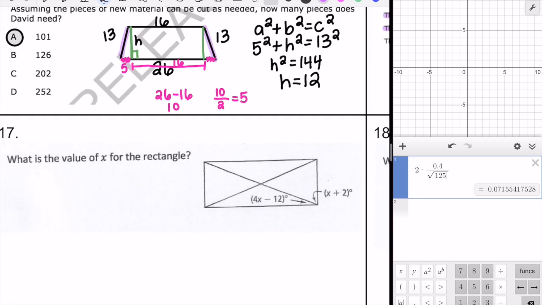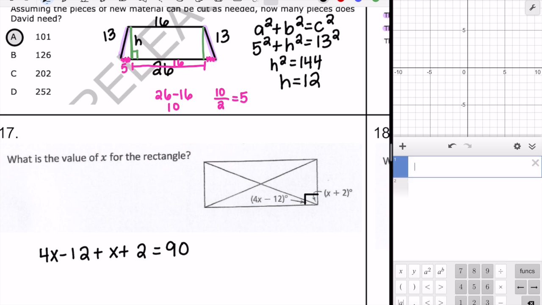All right, so they just want to know what is the value for x in the rectangle. I hope we all can agree in this rectangle we're talking about both angles that are 90 degrees. So we're going to set this up and we're going to say 4x minus 12 plus x plus 2 equals 90 degrees. You can put this in Desmos and solve this doing two separate pieces, or if you want to just go ahead and solve it by hand, it shouldn't take too long. So we got 5x minus 10 equals 90. Add 10, so 5x equals 100. Divide by 5, and we have x equals 20.